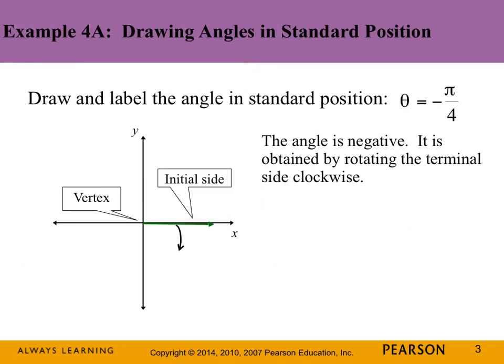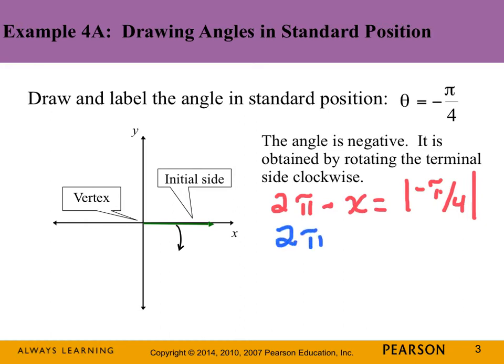Okay, so in example 4A, we're asked to draw and label this angle in standard position. Theta equals negative pi over 4. Well, we know a full revolution is 2 pi, but what part of a full revolution am I going? 2 pi times what is going to give me the absolute value of negative pi over 4? Well, the absolute value of negative pi over 4 is really just pi over 4.